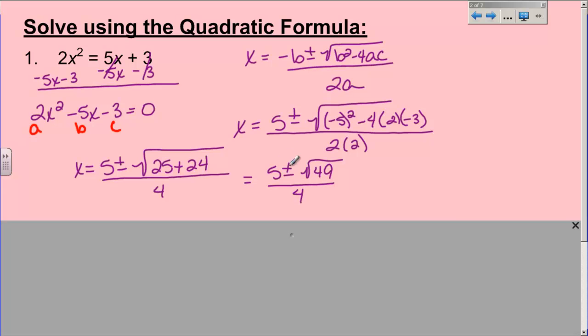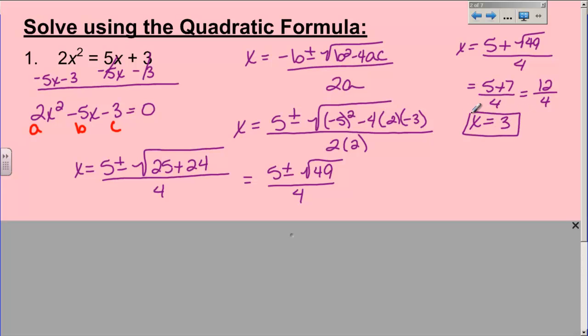Now this plus or minus tells me I have two problems to do. Problem number 1, I'm going to do 5 plus the square root of 49, divided by 4. Well, the square root of 49 is 7, so this becomes 5 plus 7, divided by 4, and 5 plus 7 is 12. 12 divided by 4 is 3. So one of my roots, the first one, is going to be x equals 3. So there is the first solution to this function.